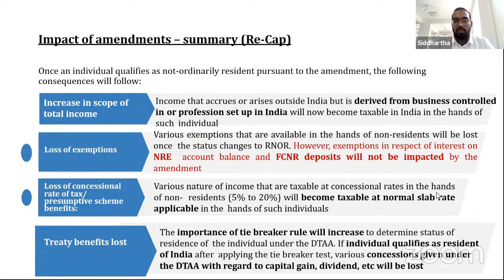Next point is you will lose certain concessions that were available in DTAA, due to becoming non-ordinary resident in India.